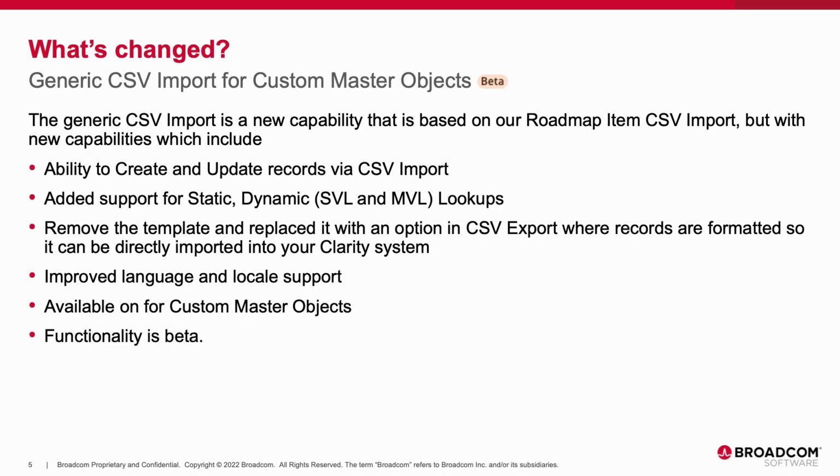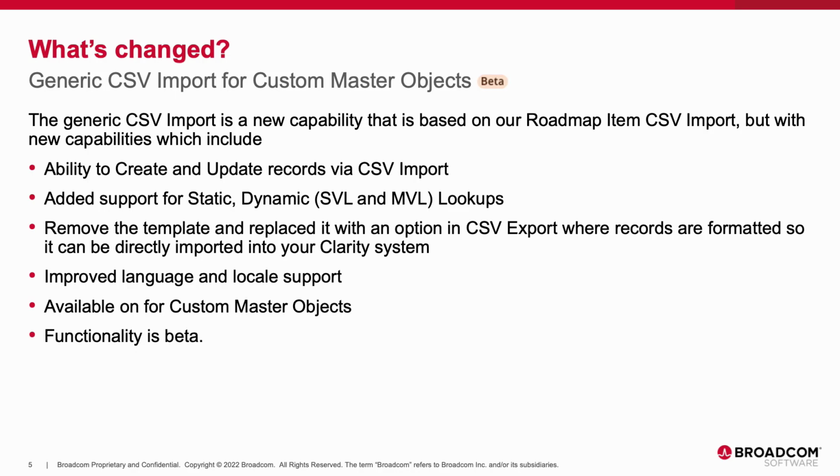So what are the new enhancements with the generic CSV import? The reason we call it generic is just like our generic grid, generic filter, and generic flyout. We plan to roll this out throughout the rest of Clarity, and the first place we're implementing it is in the custom master object. The basis of it was taken from our CSV import in roadmaps, but we enhanced it.